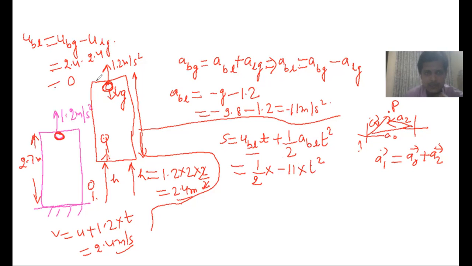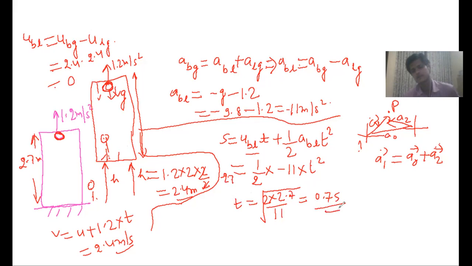And for the displacement, my position is here. The upward direction is positive, so this direction will be negative. So I will write minus 2.7. Based on doing that, I got t equal to root of 2 into 2.7 upon 11. It will be about 0.7 seconds, which is my first answer. 0.7 seconds is my first answer.